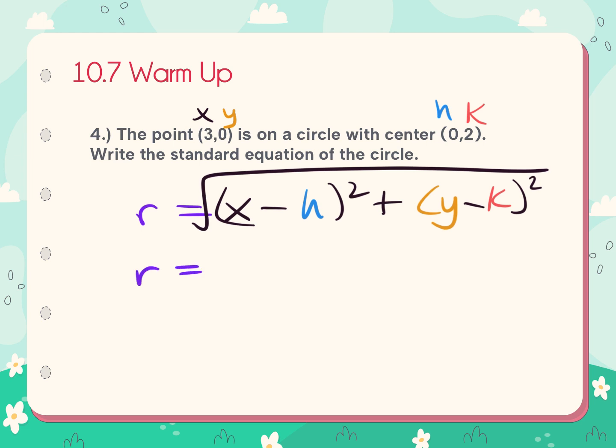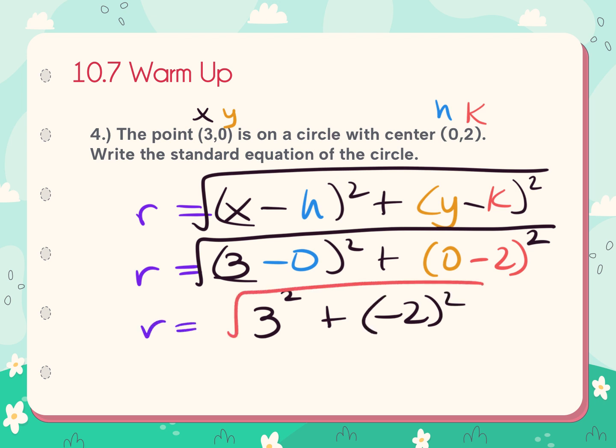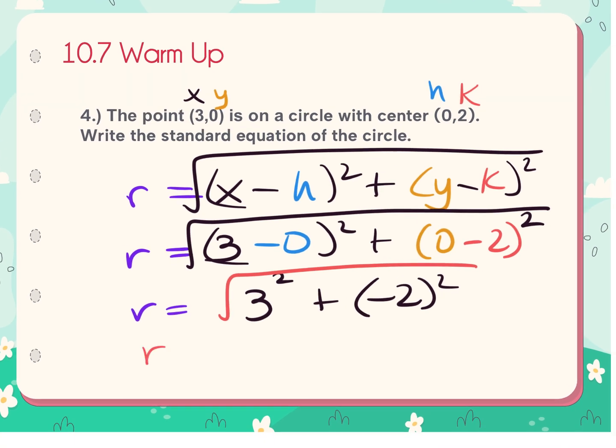So my x is 3, my h was 0, my y is 0, my k is 2. I'm going to go ahead and subtract. I get 3 squared, negative 2 squared, and then I have to square them, add them, and square root. So my r is equal to the square root of 9 plus 4, and 9 plus 4 is 13. So my radius is the square root of 13.